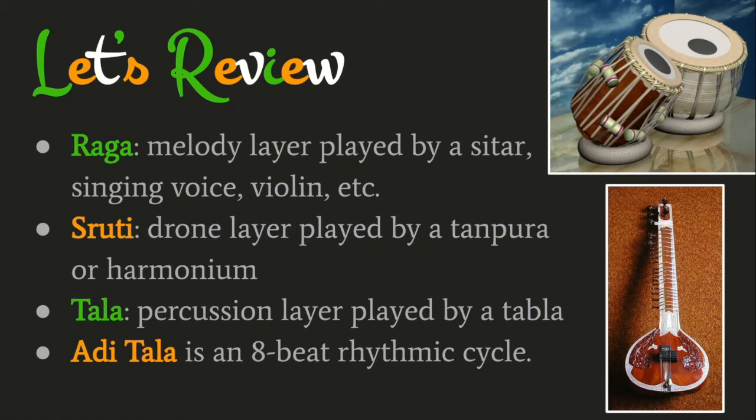The melody layer is known as the raga, and it's played by a sitar, a singing voice, or even a violin. The shruti is the drone layer, which is played by a tambura or a harmonium. And the tala is the percussion layer, played by a tabla. The Adi tala is an 8-beat rhythmic cycle that we're going to discuss on the next slide.